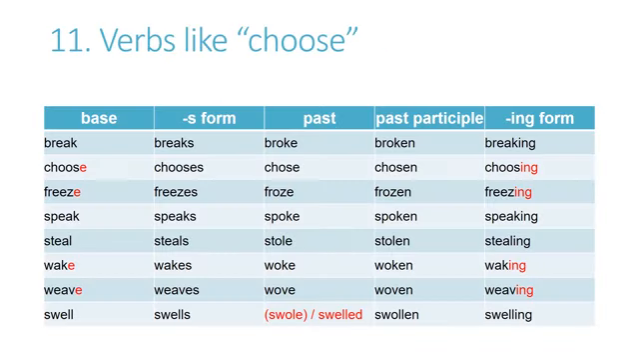Verbs like choose shift to the same vowel sound in the past and the past participle. The difference is that in the past there is no -en ending, but in the past participle there is an -en ending. So we have choose, chose, chosen; freeze, froze, frozen; speak, spoke, spoken; steal, stole, stolen.